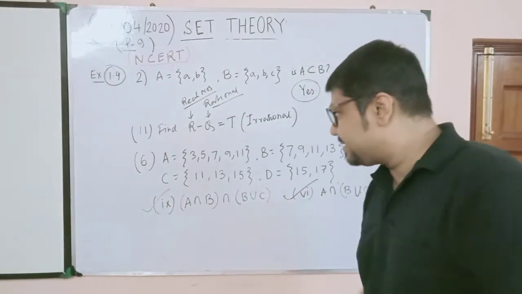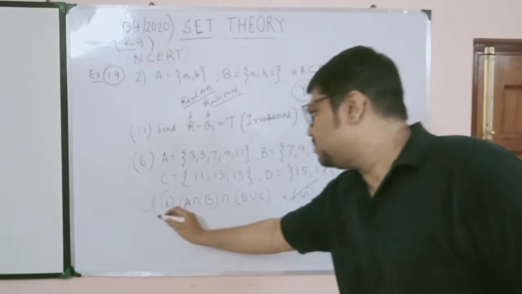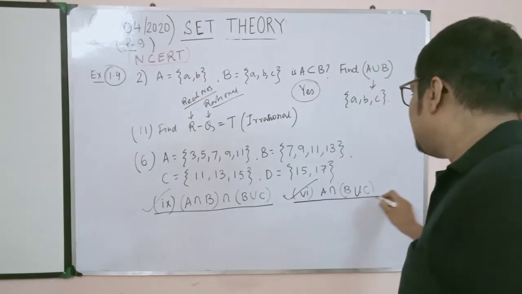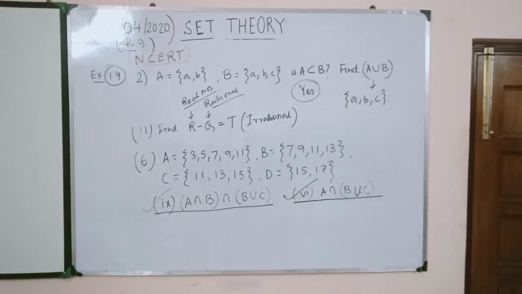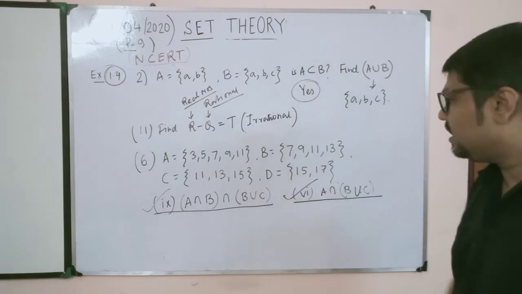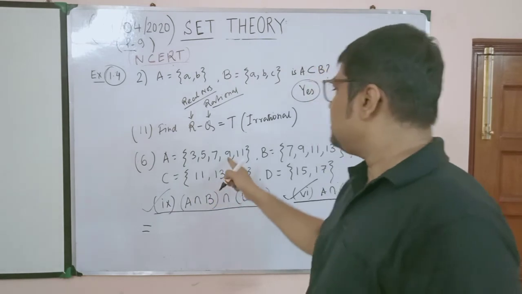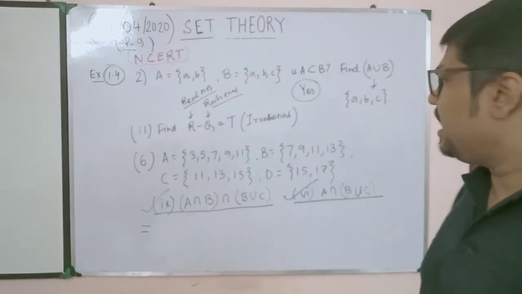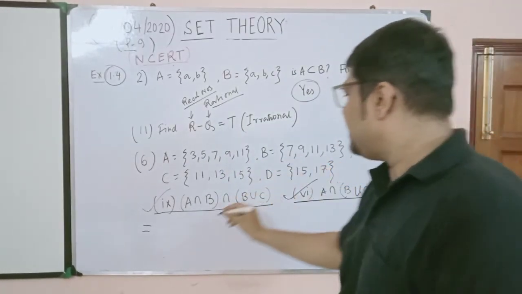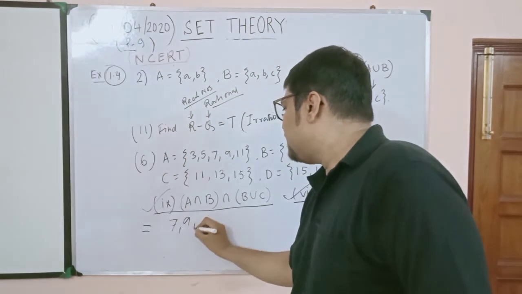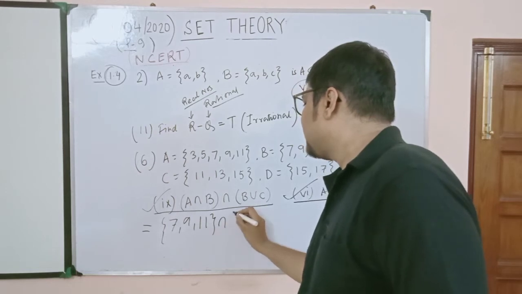Now coming to number 6. You see that a few sets are given, A, B, C and D. We have to do two sums over here. I have chosen number 9 and number 6. Basically it depends on the operations which you have learned, the union and the intersection operations. Here A intersection B means you have to pick the common elements between A and B. So we find 3, 5, 7, 9, 11 and B is this. So 7, 9, 11, these are the three common elements which we take into consideration for A intersection B.